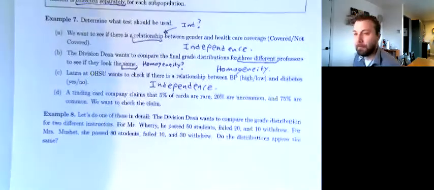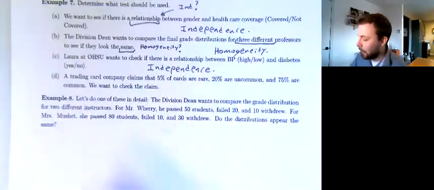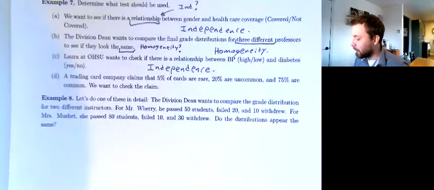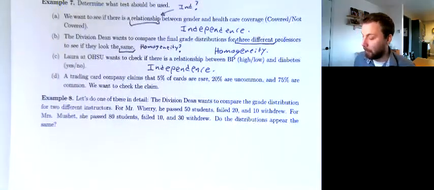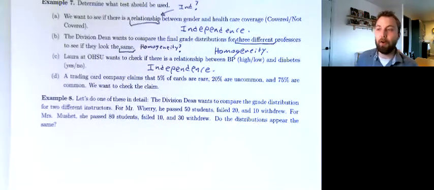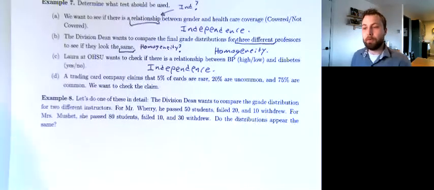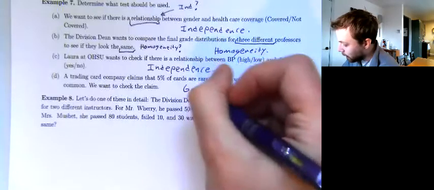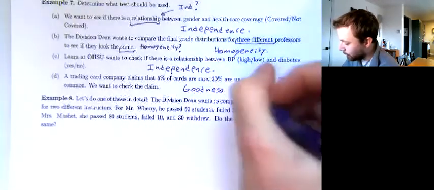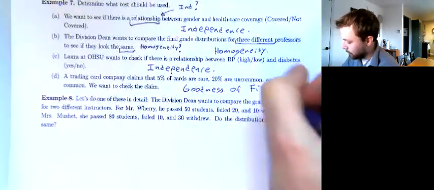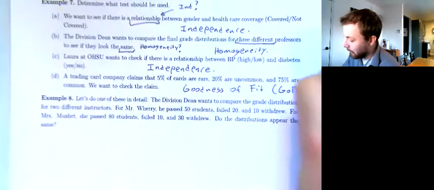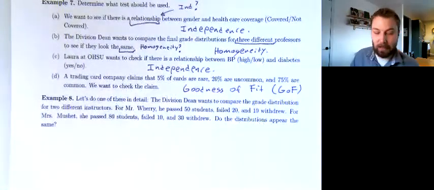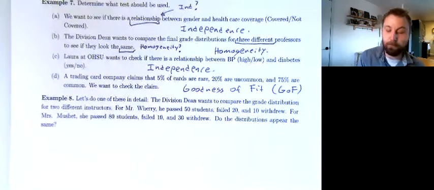That feels like independence. A trading card company claims that 5% of cards are rare, 20% are uncommon, and 75% are common. We want to test the claim. Well, here I'm given a whole bunch of numbers, and I want to know if these numbers fit my data or do not fit my data. So this sounds to me like a goodness of fit test. This gets abbreviated sometimes as GOF. If you see that, that's what that means, goodness of fit.